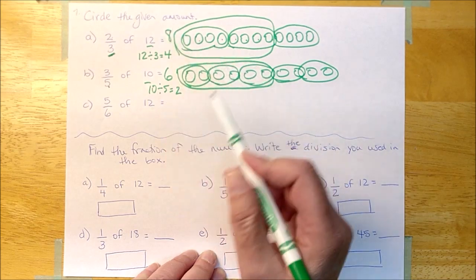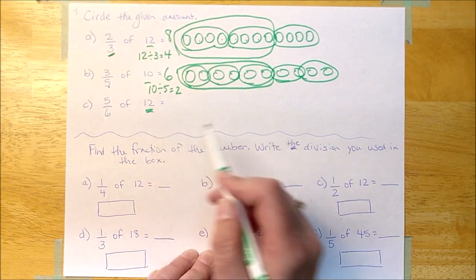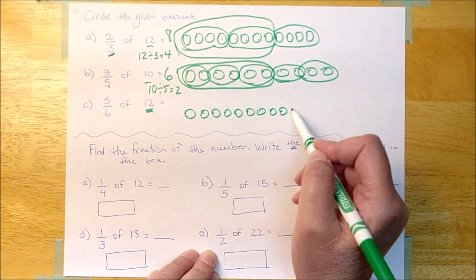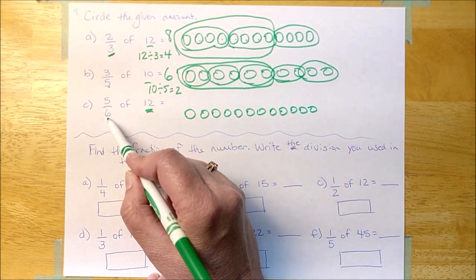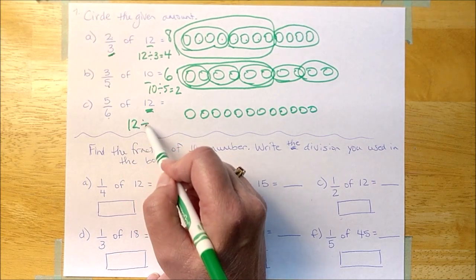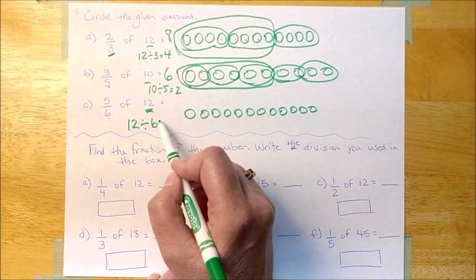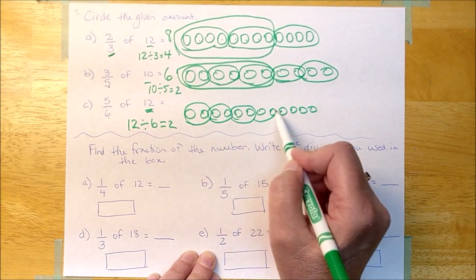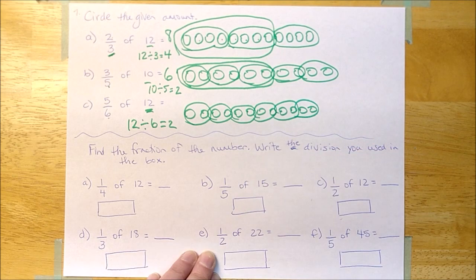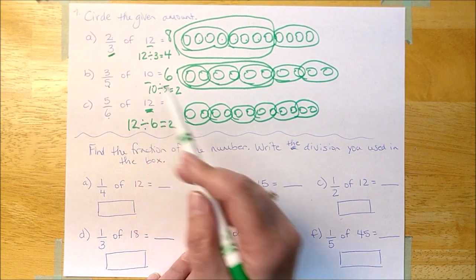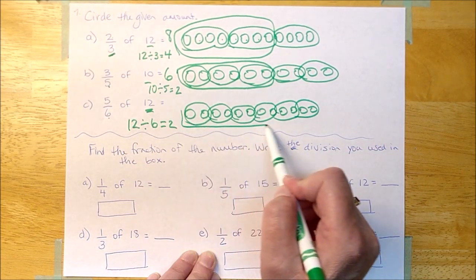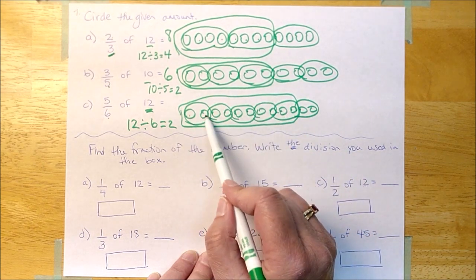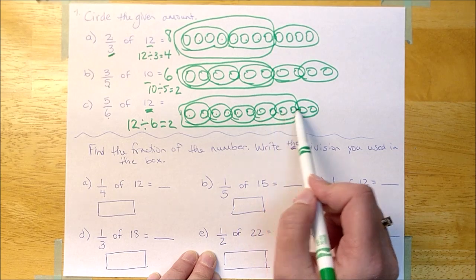So I'm getting 8. This one, it says I have to have 12 apples. 4, 5, 6, 7, 8, 9, 10, 11, 12. I need to divide those 12 apples into 6 groups. So 12 divided by 6 equals 2. So there's going to be 2 apples in each group. And now I get 5 of those groups. So I have to draw a ring around 5 of those groups. And if I was to count them, I would get 1, 2, 3, 4, 5, 6, 7, 8, 9, 10 of them.